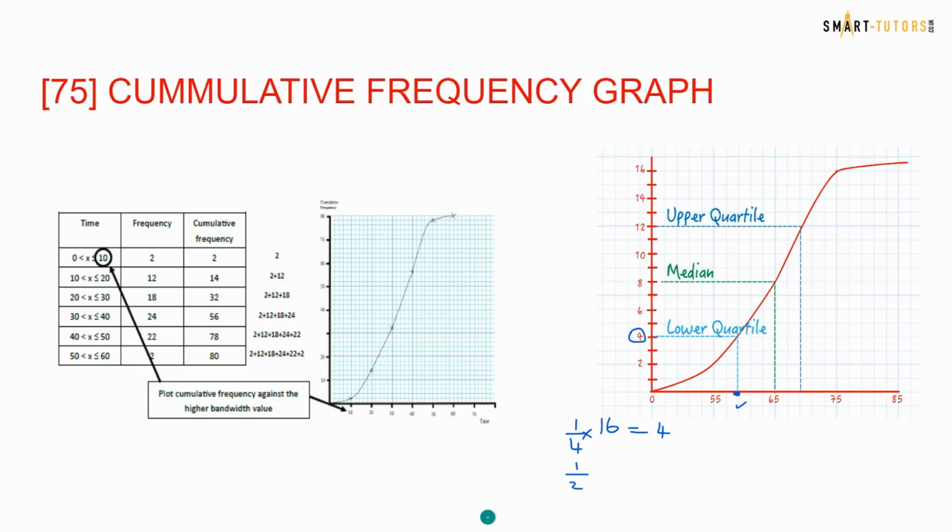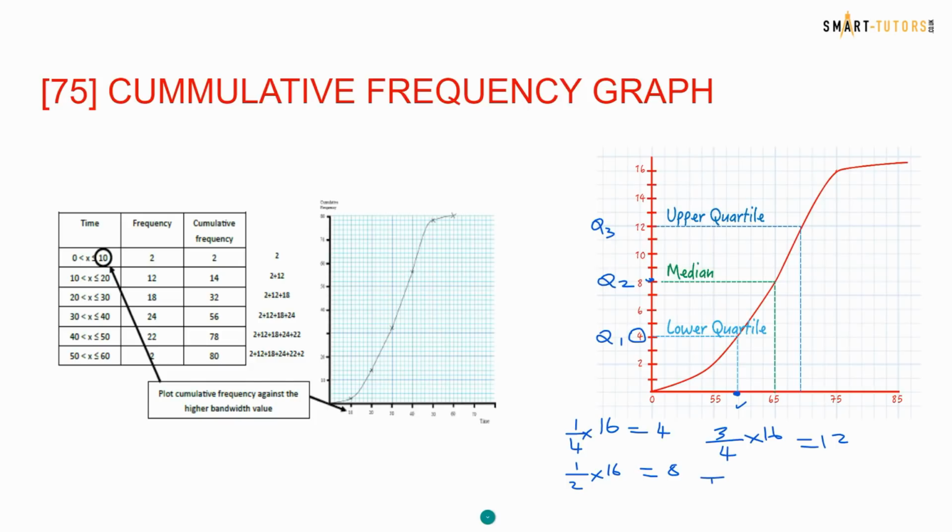And half of 16 is going to be 8. 8 is going to be Q2 or median. This is Q1. Upper quartile is Q3. We need to find out the 3/4 of 16, which is going to be 12. So 12 dotted line, and you need to find out that answer.